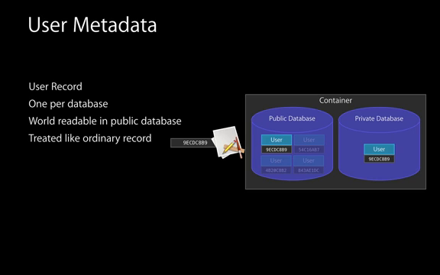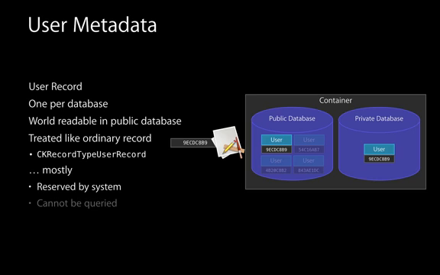They're treated mostly like an ordinary record, with a record type that we expose in the framework, CKRecordTypeUserRecord. But there are a couple of caveats. First off, these records are reserved by the system. You do not create a user record, rather you fetch an existing one from the server. What that means is that you can be assured that when you fetch a record for your current user, it has not been spoofed. It was indeed iCloud that created that record in the first place.